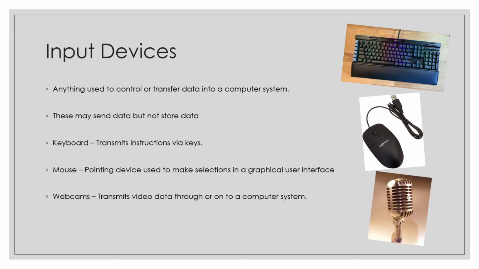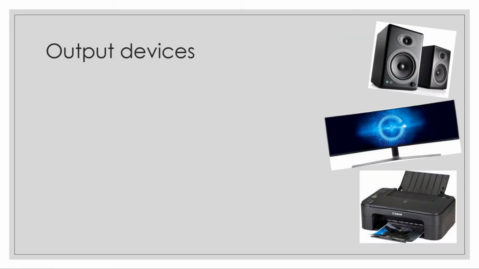Webcams transmit video data through or onto a computer system. When I say through, it can be through the internet to somewhere else. That's what it gives as an example in the spec. And the same for a microphone. It transmits sound data either through or onto the computer system. Really straightforward stuff, but if it ever asks for examples, give those as examples because they're the key things that it highlights within the spec.